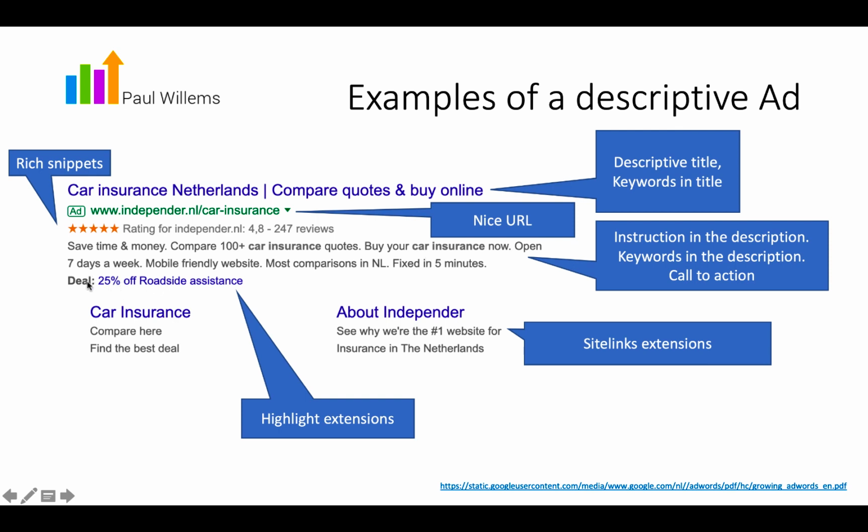So here you see a highlight extension with a hyperlink in it. And here you see side links. And the only thing here is I see only 2 side links. Try to make at least 4 side links. And you can just add side links to your ad group, and you can add the same side links to the different ads. So one extra extension that we didn't discuss is actually the rich snippets. So you can add some ratings from your website to your ad.